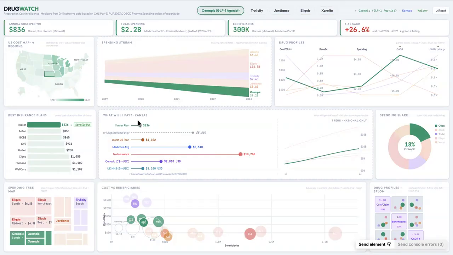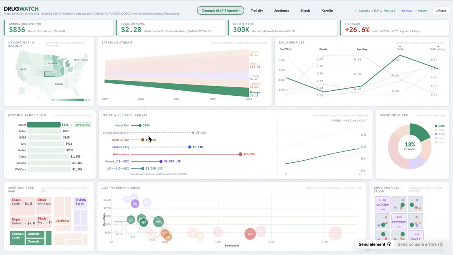The next panel is what will I pay. This is a lollipop chart. The cheapest private insurance option is the best plan that is here. This is the national average of what is spent in the United States. The worst plan is the plan which asks the user to pay more. The Medicare average is what the typical Medicare beneficiary pays. No insurance, as you know what that means. And this is the comparison with Canada and the UK.